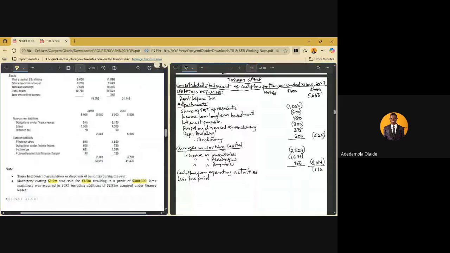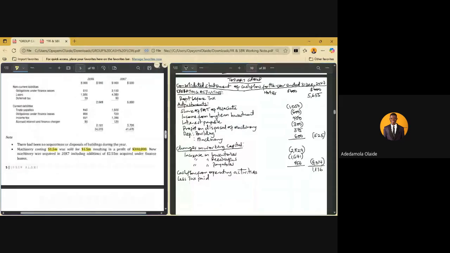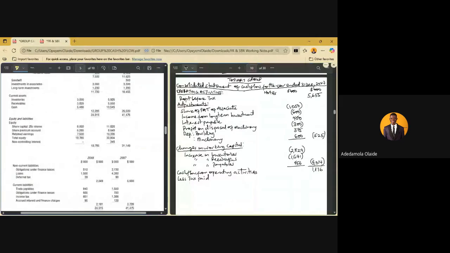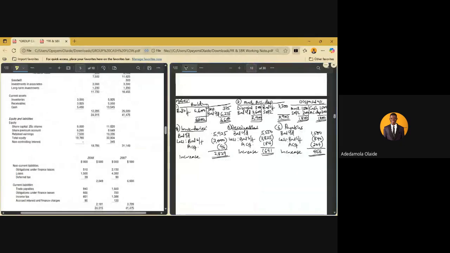Then we go to the tax paid. To get the tax paid, note 7, tax payable account. Balance brought forward. Income tax, we have what? 651. Deferred tax, we have what? 39.